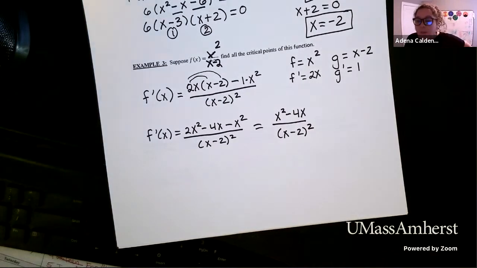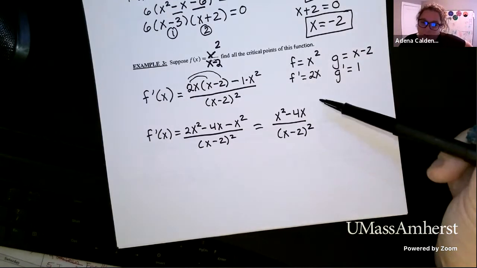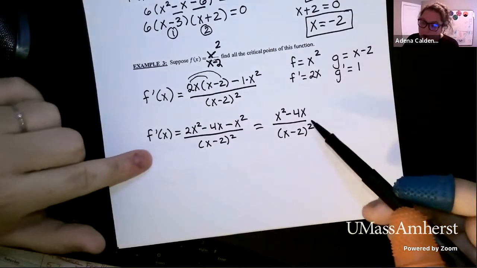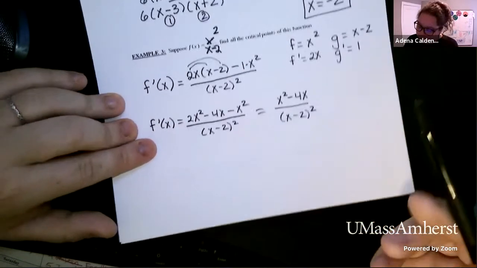So again, critical points happen at x equals 0 or if the function is undefined. If you have a rational function, so you have something over something, what we can do to figure out where it equals 0 is set the numerator equal to 0.